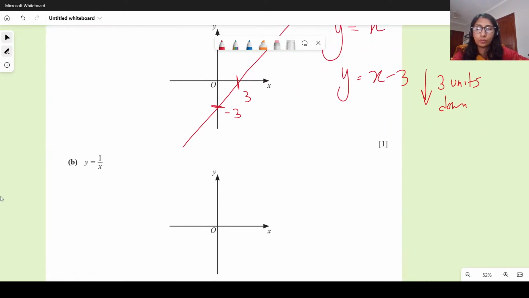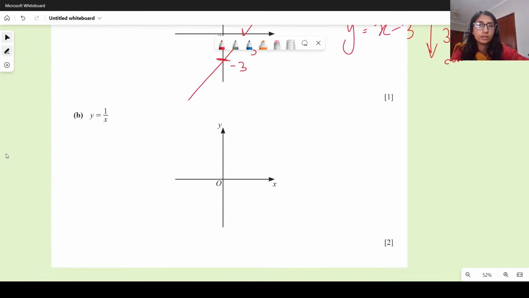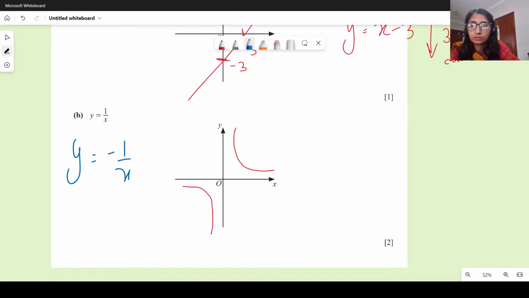Next is the graph for y equals 1 over x. That's a reciprocal function. That means there has to be a discontinuity in the graph. So this graph looks like this. And just in case the question was y equals -1 over x, then the graph would have looked like this. Next question.